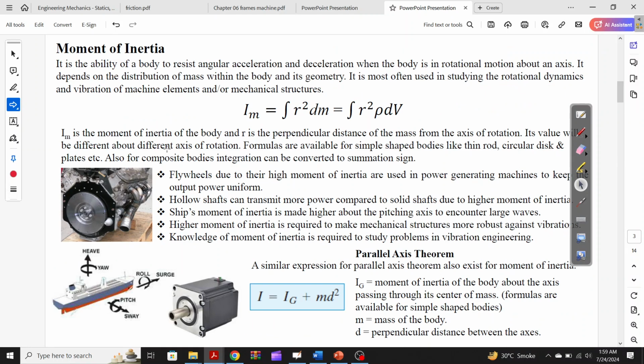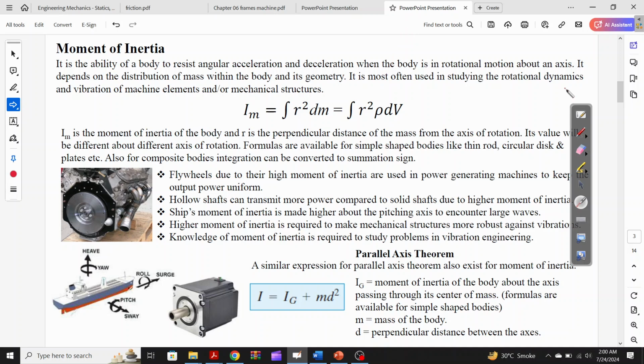And the application areas in the different fields of mechanical engineering: it is being used very widely in flywheels. Hollow shafts can transmit more power. A ship's moment of inertia is made higher in pitching to encounter large waves. Higher moment of inertia is required to make machines more robust against vibration. And knowledge of moment of inertia is required to study problems in vibrational engineering. So these are the main applications from the mechanical engineering and ship engineering point of view.